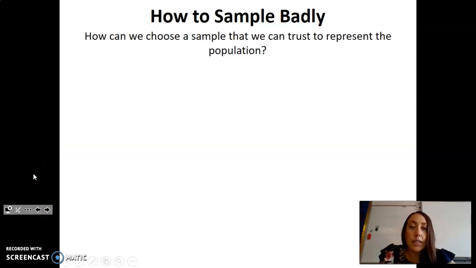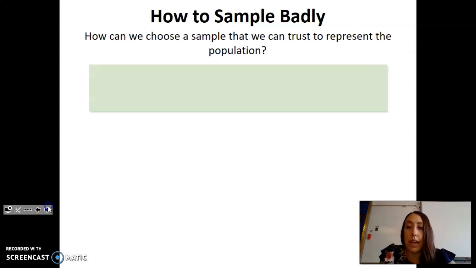Because sometimes, hopefully not often, your sample is not going to be representative of the population. So we want to avoid those situations. We want our sample to be as representative of the population as we can possibly make it.